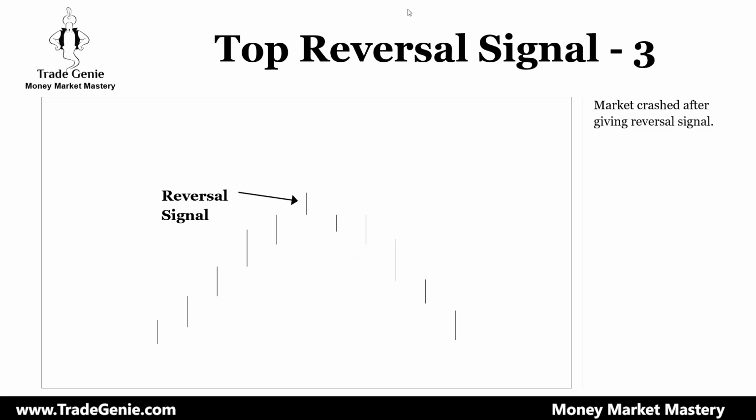So you don't have to go all in short. You just initiate a little bit, and the market will tell you. It will give you the signals.